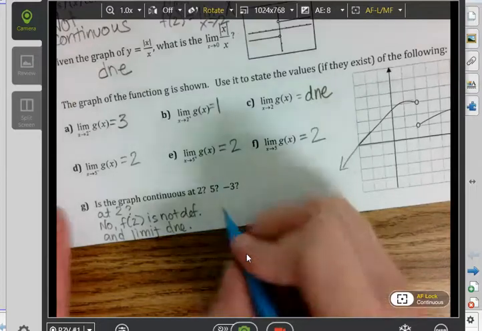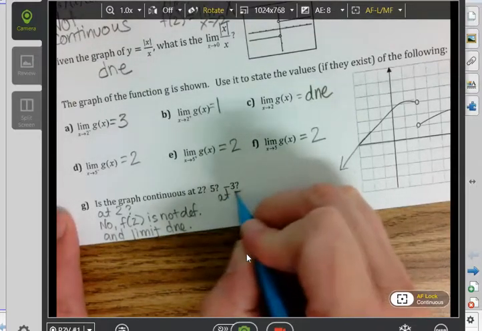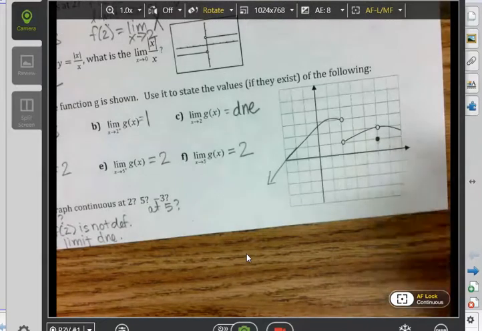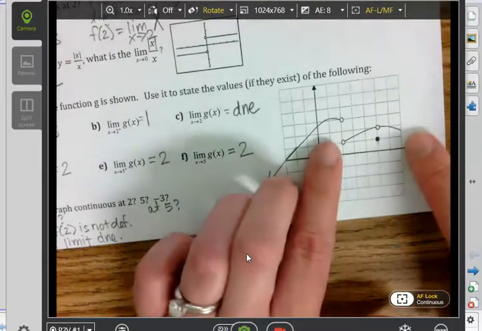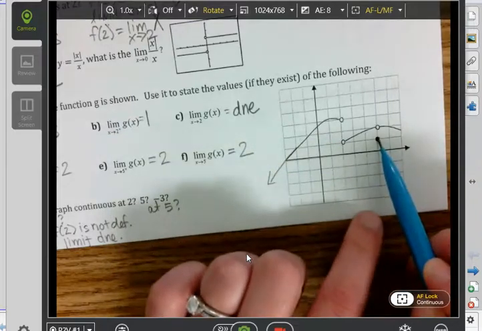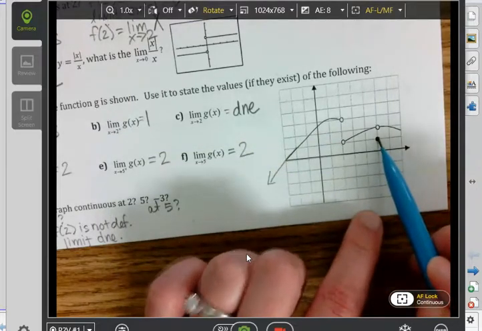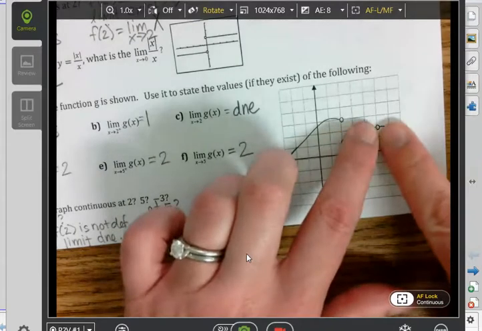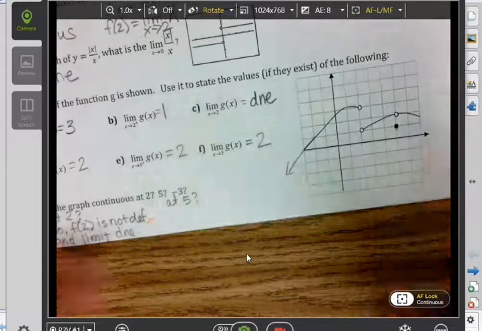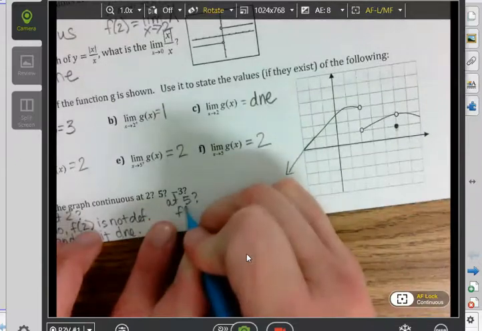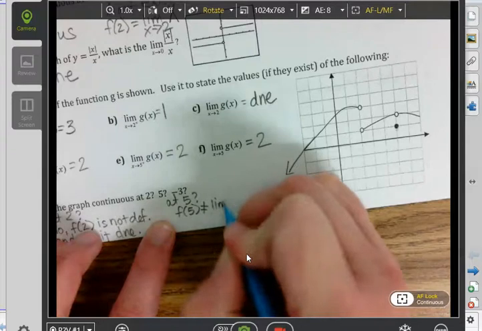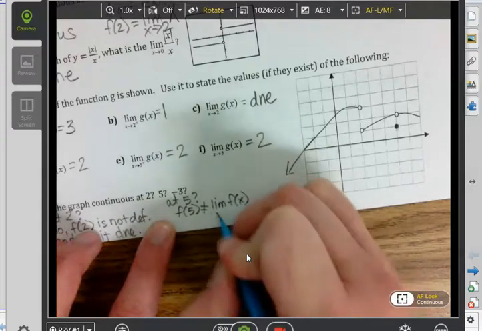Okay, is the function continuous at 5? Okay, so here's, oh, I need to put it on the screen. Here's 5. So the first one is, is f of 5 defined? Yeah. It's defined, it's the value here, 1. Does the limit exist? Yeah. Are they the same value? No. So even though they're both defined, I would say f of 5 does not equal the limit of f of x as x approaches 5.